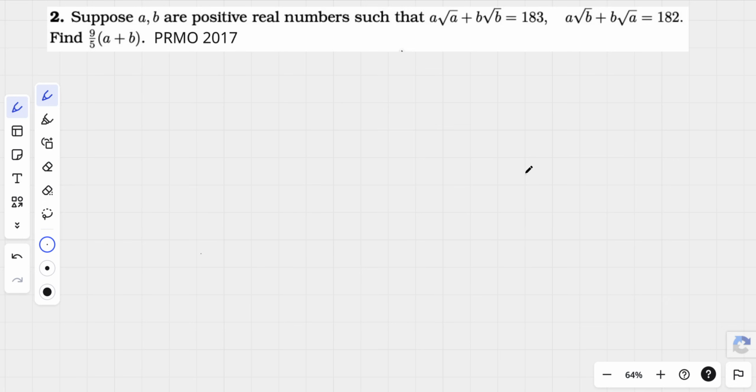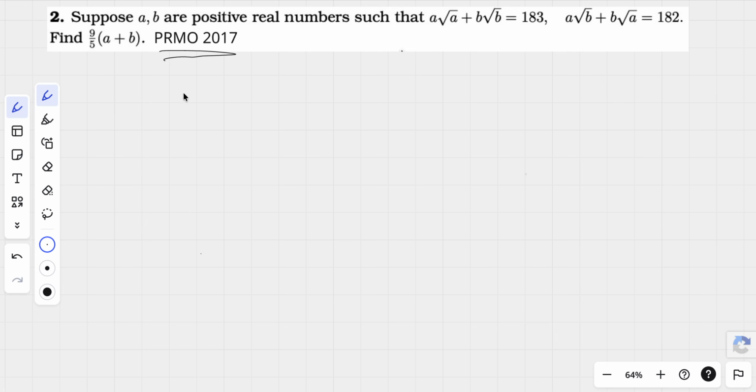Suppose a, b are positive real numbers such that a root a plus b root b is equal to 183, a root b plus b root a is equal to 182. Find 9/5 of a plus b. This was a PRMO 2017 question.